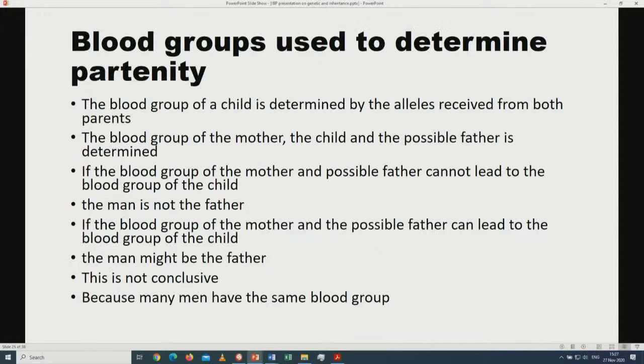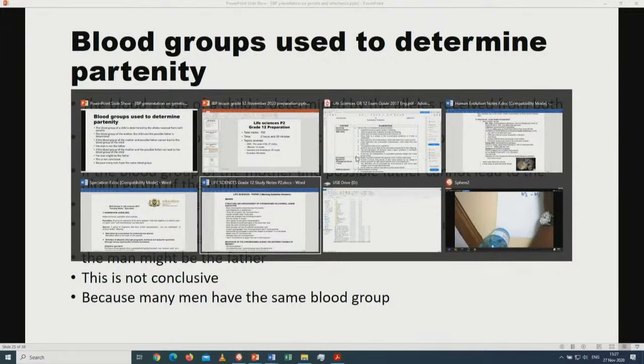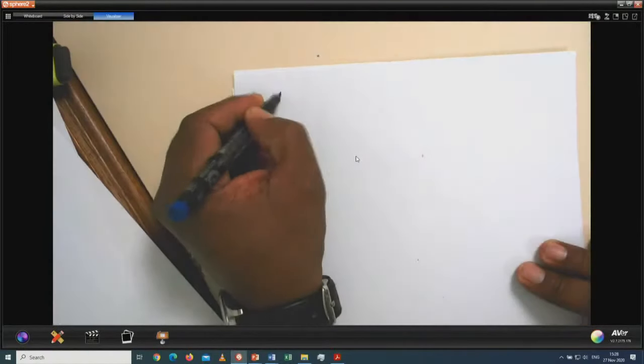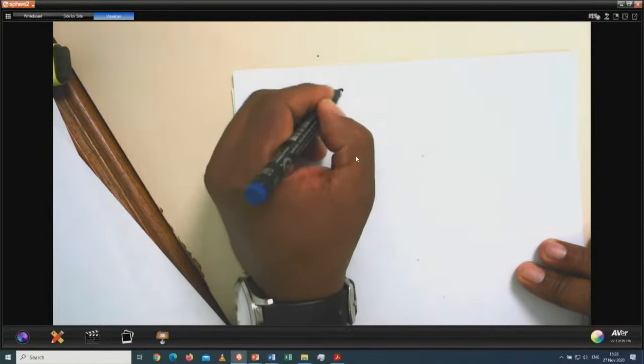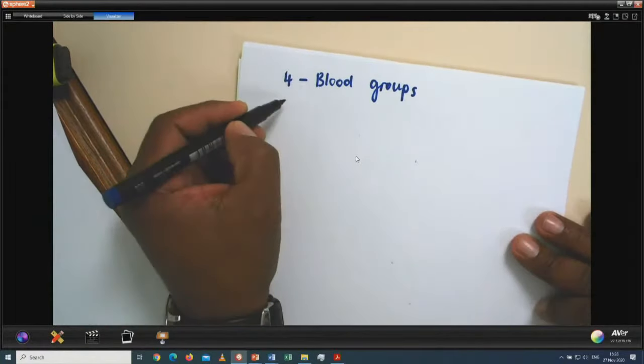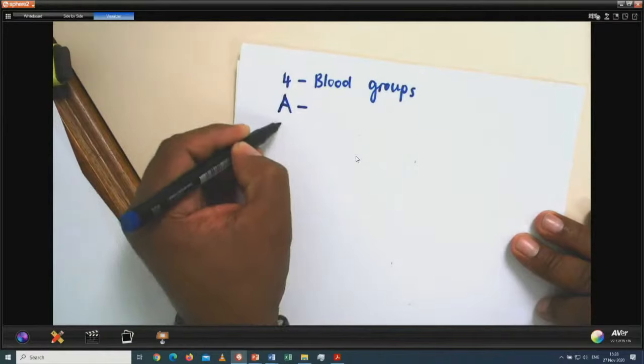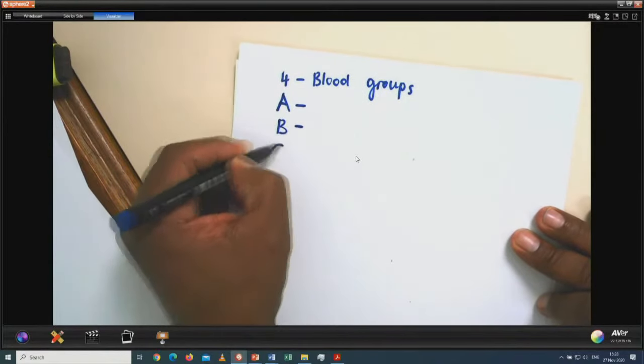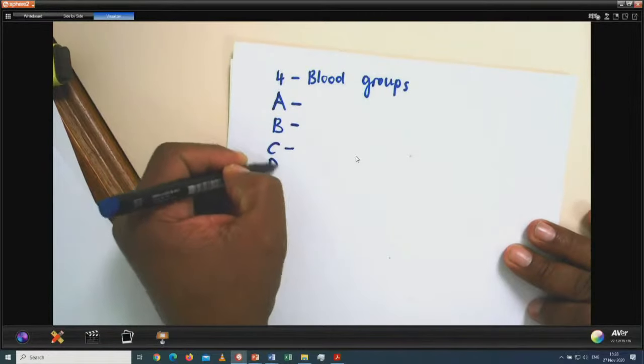Now, blood groups can be used to determine paternity. We know that in humans we have 4 blood groups which are controlled by 3 alleles. In humans we have 4 blood groups. Namely, we have blood group A, blood group B, blood group C, and blood group D.